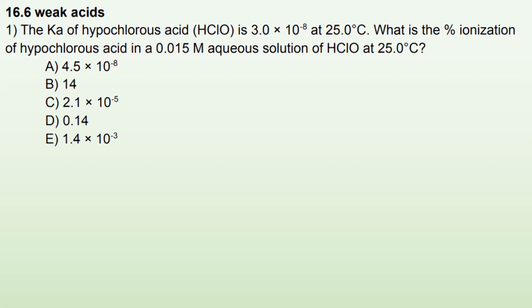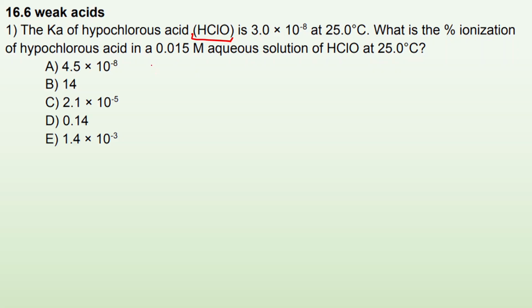Mr. Donahue here again. This time we're going to take a look at 16.6 practice problems for weak acids. So here we have number one. The Ka of hypochlorous acid, given by this formula, is 3.0 times 10 to the minus 8 at 25 Celsius. What is the percent ionization of hypochlorous acid in a 0.015 molar aqueous solution at that temperature?